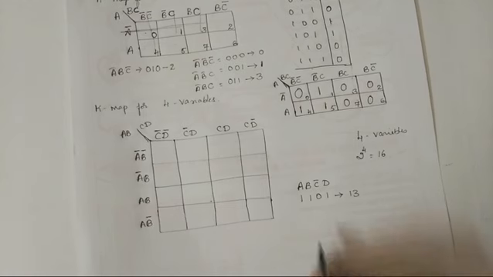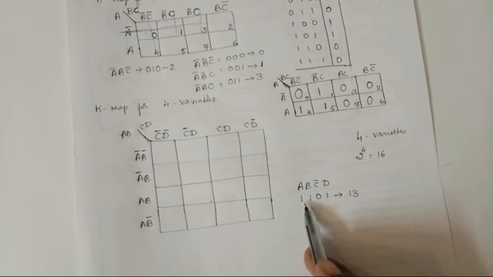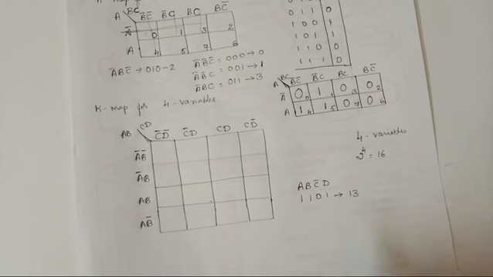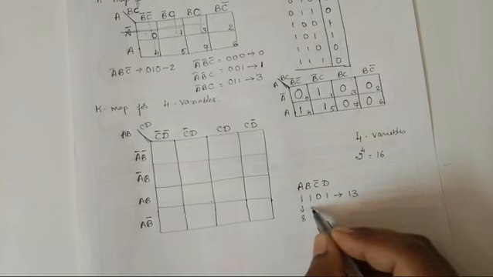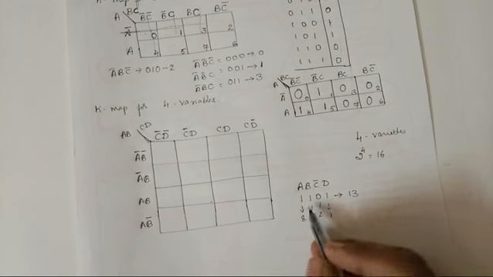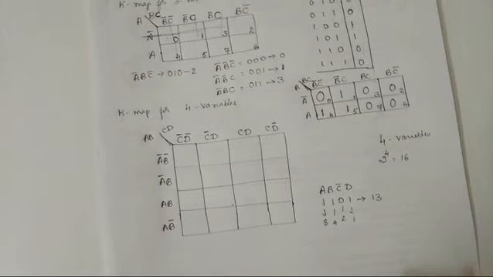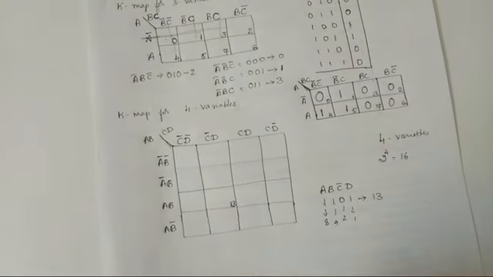1 1 0 1. You can convert this using a scientific calculator, or even you can use its weight. Its weight is 8 4 2 1. So 8 plus 4 is 12, 12 plus 1 is 13. So its value is 13. Where do we have to write it? We have to write it in the right corner.